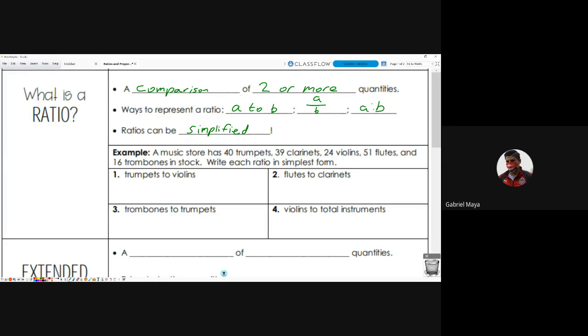So ratios can be simplified. Alrighty, guys. If my writing starts to look ugly, I apologize, but that's because the pen for some reason decided it didn't want to work anymore. But ratios can be simplified, okay?